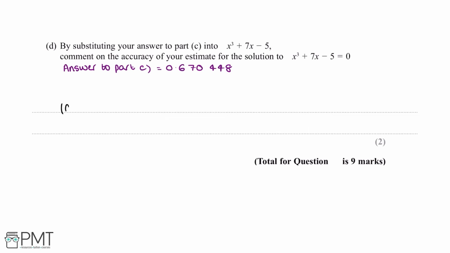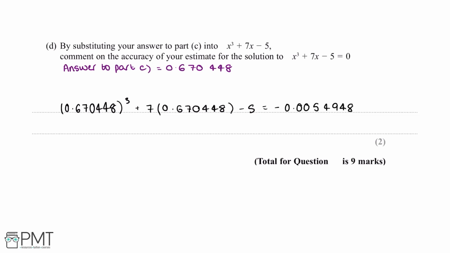So if we substitute our answer from part C into x cubed plus 7x minus 5, this will give us 0.670448 cubed plus 7 multiplied by 0.670448 minus 5. And this gives us an answer of negative 0.0054948. So as we can see, negative 0.0054948 is fairly close to 0. So we can say that our estimate is pretty accurate.